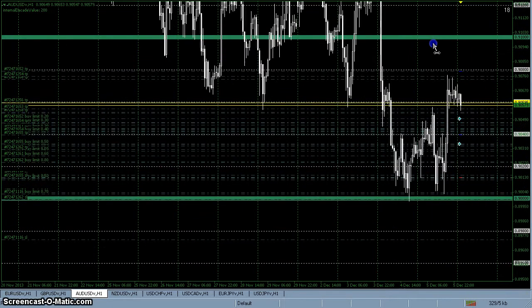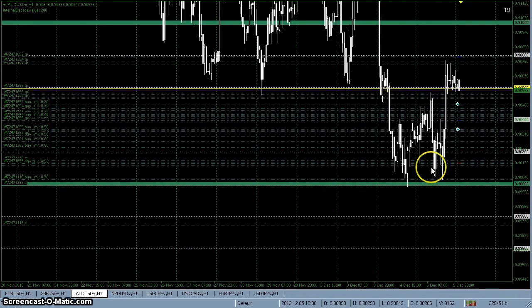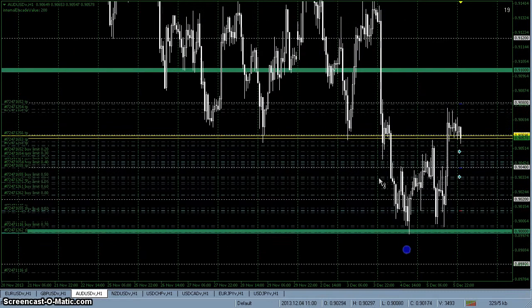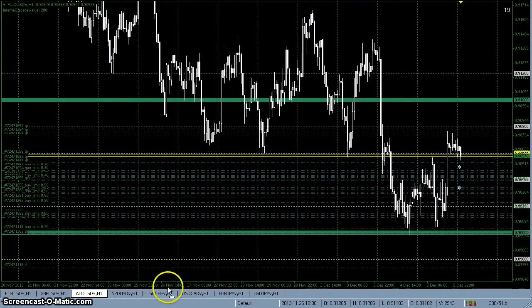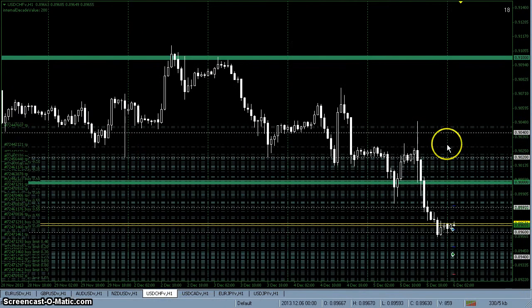This is Australian dollar. Of course, look at all this money banked. You know, the retest on that. Look at these retests right to where we're at right now. Look at this. Look at all this stuff. Come on. Okay, let's get back to dollar Swiss.